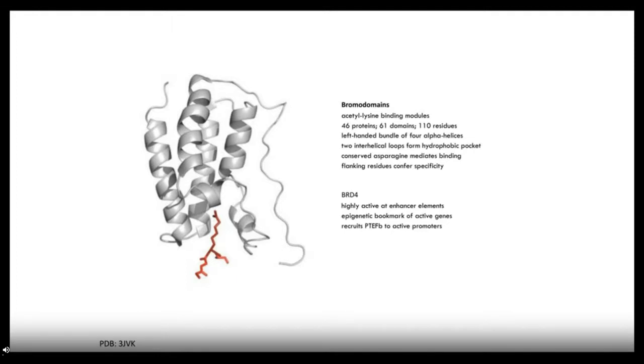One of the bromodomain factors is probably most well studied, and one that I was very interested in during my postdoctoral studies was this bromodomain-containing protein called BRD4, which is very highly active in enhancer elements. It's an epigenetic bookmark, if you will, of active genes remaining on chromatin through mitosis, and functions by recruiting the p300 complex to active promoters and is able to activate elongation of RNA polymerase II.